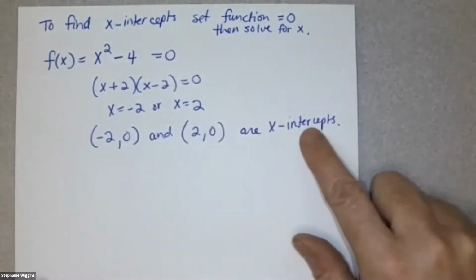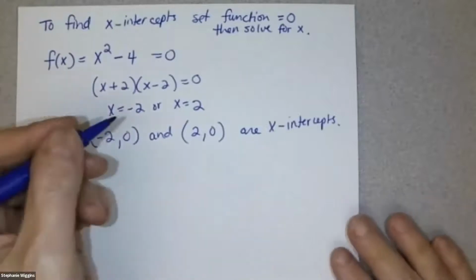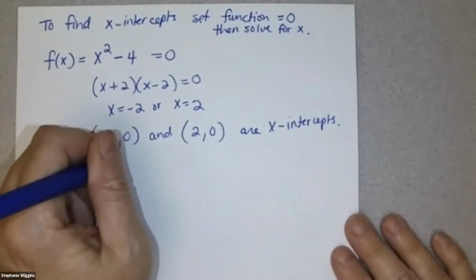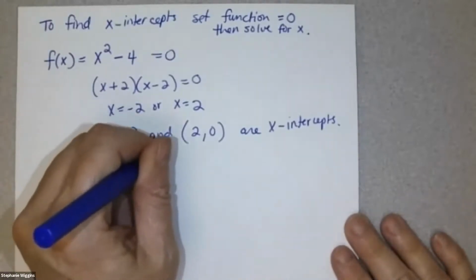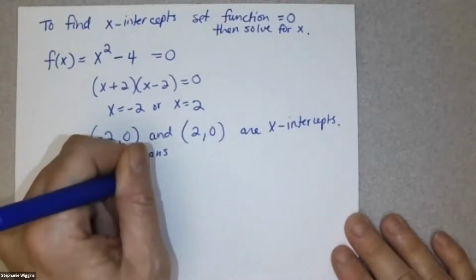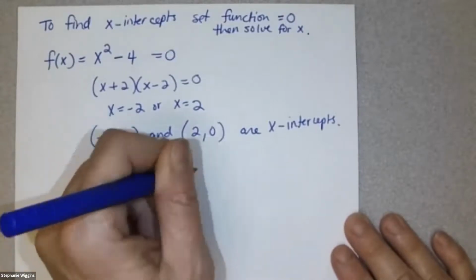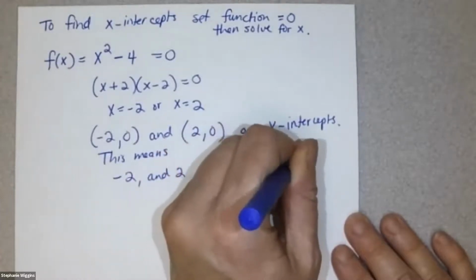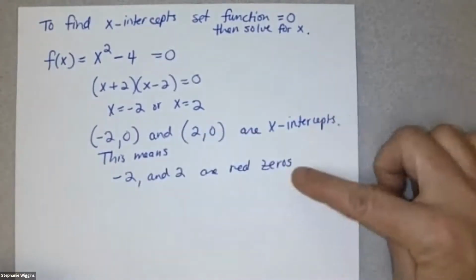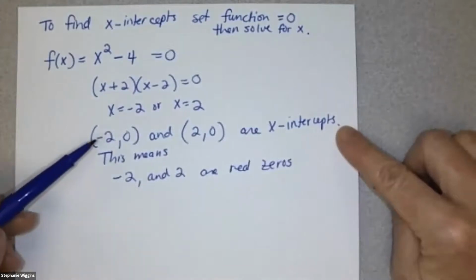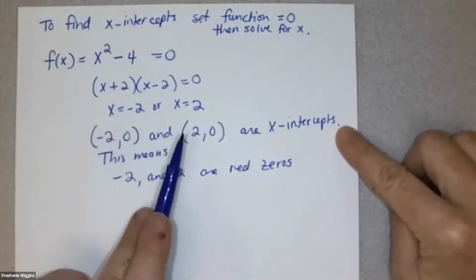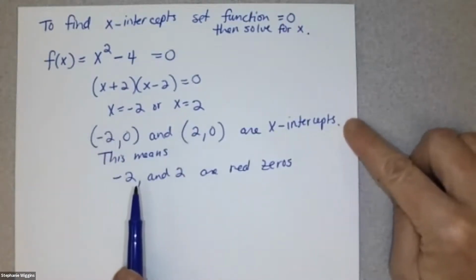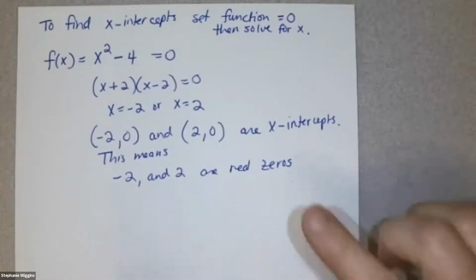The x-intercepts correspond to 0. So this means that -2 and 2 are real zeros. So these go hand in hand. X-intercepts are points, and then the x values for the x-intercepts are your real zeros, okay?